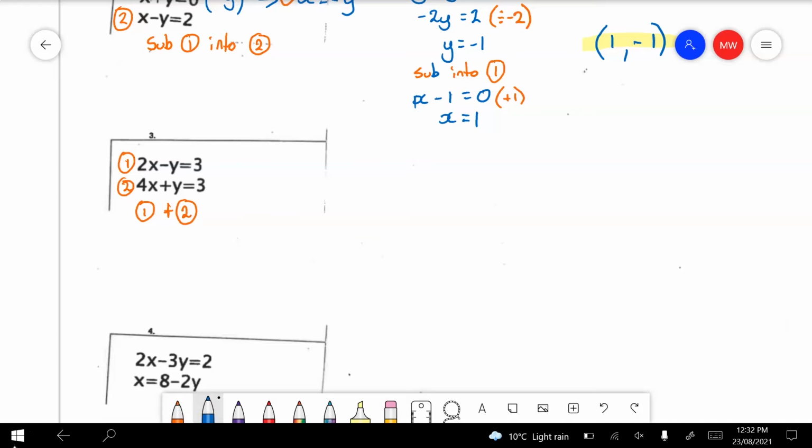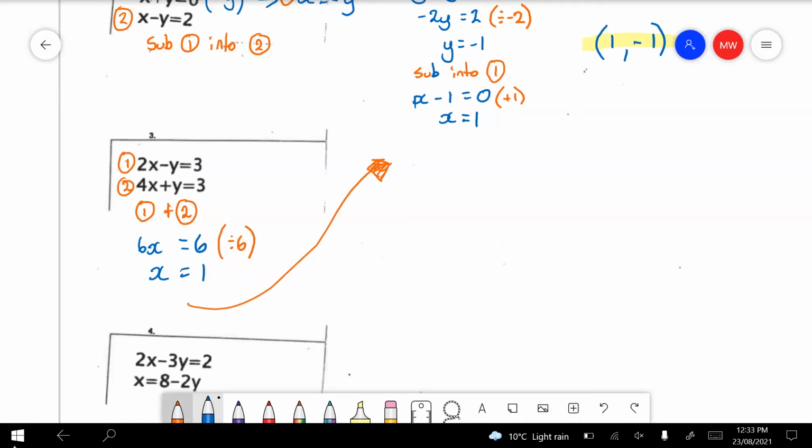So here we go. 2x plus 4x makes 6x's. Negative y plus y, working down the column like this, makes nothing and eliminates. And 3 plus 3 makes 6. Switch to balance method. Divide by 6 on both sides. And x will be 1. Let's take this up so we've got a bit more room.